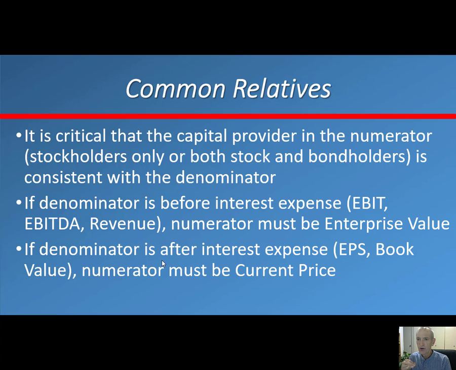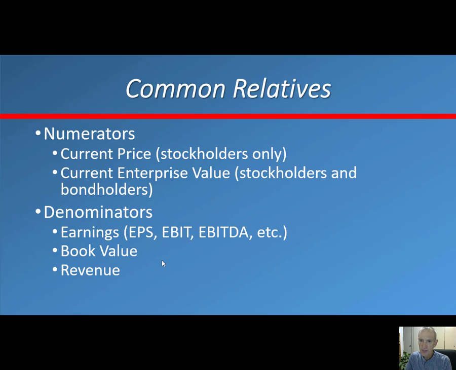It's extremely important that you match the capital provider in the numerator with the correct value in the denominator. I'm going to go back to this previous slide and let's talk about it. Remember, stockholder only is price. Price is stockholders only. Enterprise value is both stockholders and bondholders. So the key here is the denominator. You have to ask, does this denominator only belong to stockholders, or does it belong to both stockholders and bondholders? Earnings per share, that only belongs to stockholders.